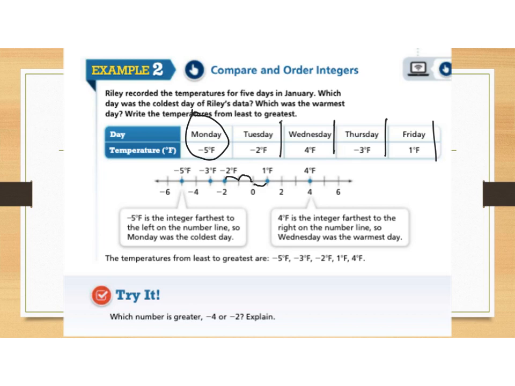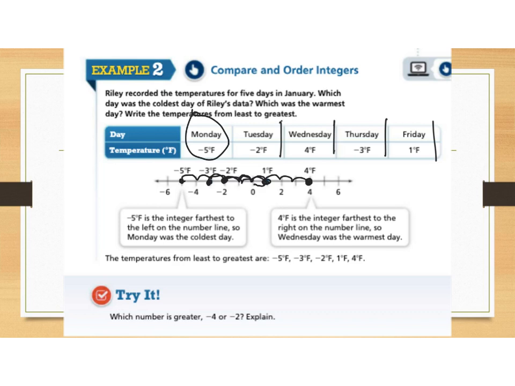1, 2, 3, 4, 5, and put your dot. Then we do the same thing for -2. Put your pencil on the 0, 1, 2, 3, 4. -3, start your pencil on the 0, 1, 2, 3. And last but not least, 1. Put your pencil on the 0, 1.